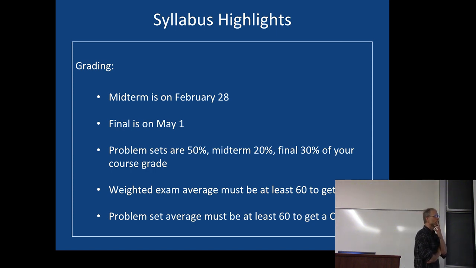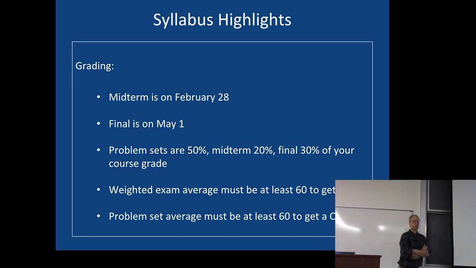Do you mean like a 60 average between the midterm and the final? Well, yeah, when I say weighted exam average, what I mean is it's actually, final's worth more than the midterm. So your exam average will be 60% final, 40% midterm. Okay. That's your exam average. Okay?